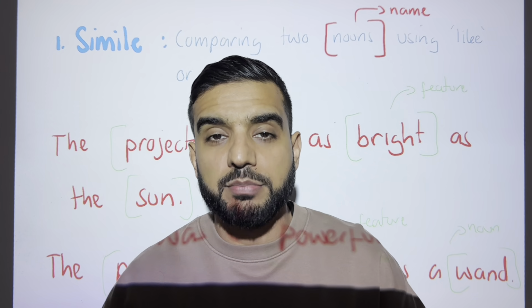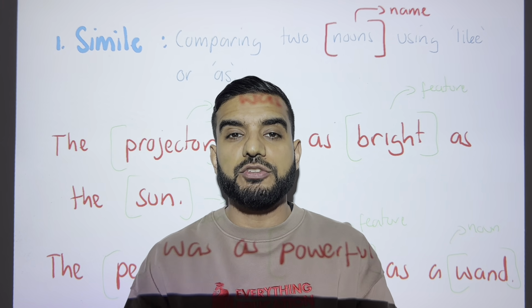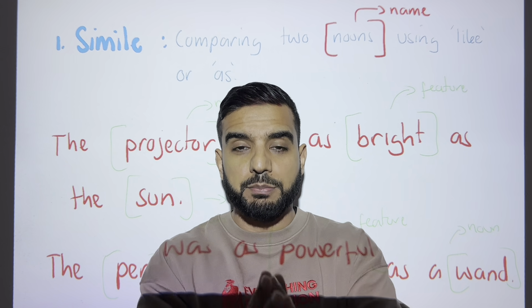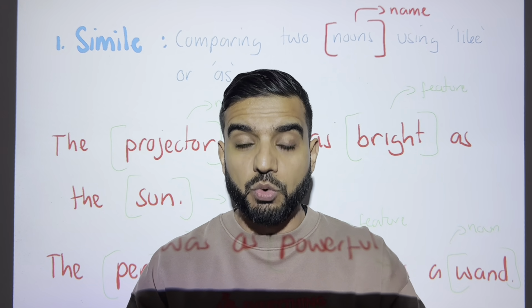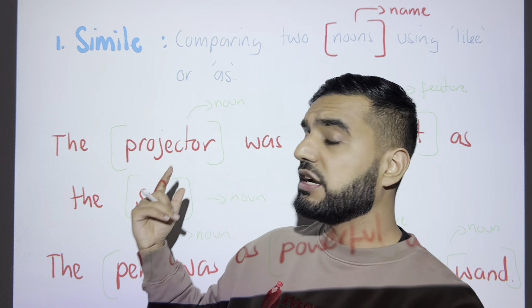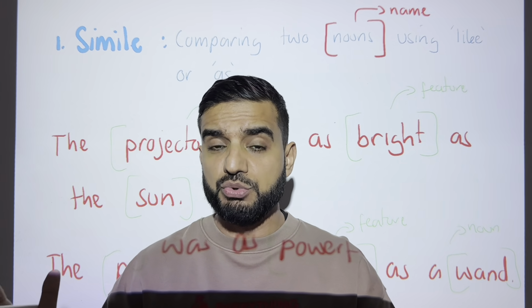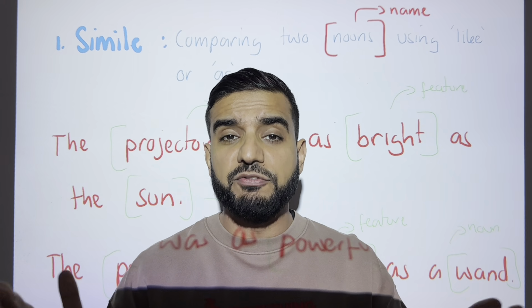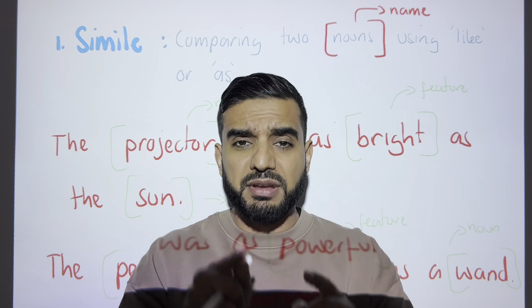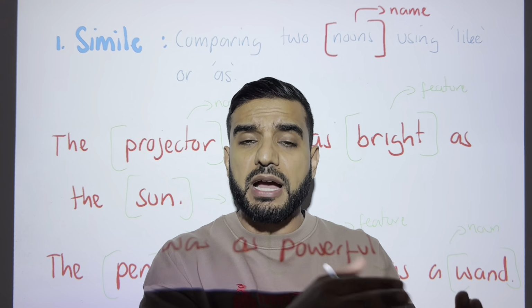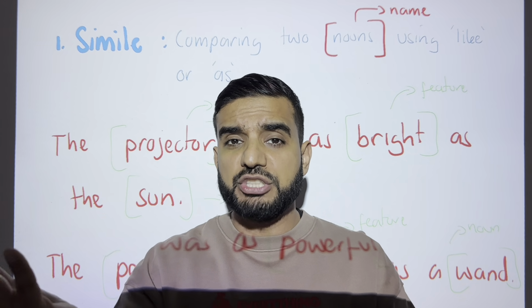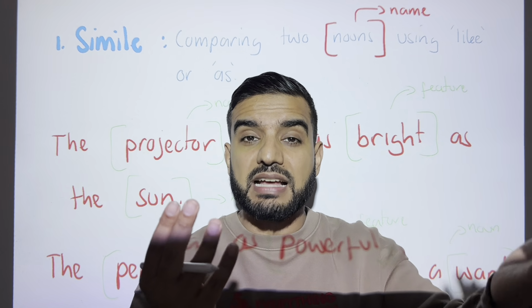All you need to think about is the following, guys. Two nouns plus a feature. The pen, the wand, the projector, and the sun. I've got my two nouns. What's the feature? The feature normally goes in between, because that's the thing that's being compared. So the pen was as powerful as the wand. The projector was as bright as the sun.